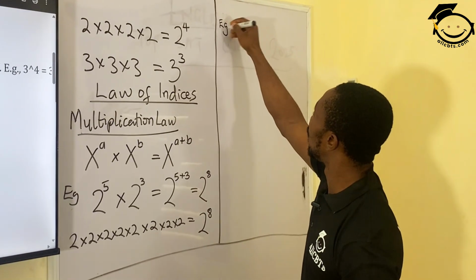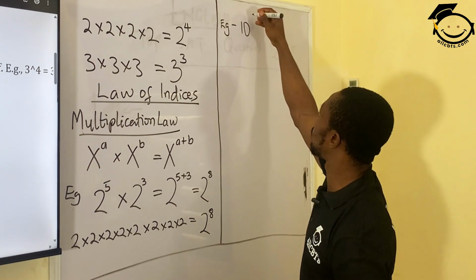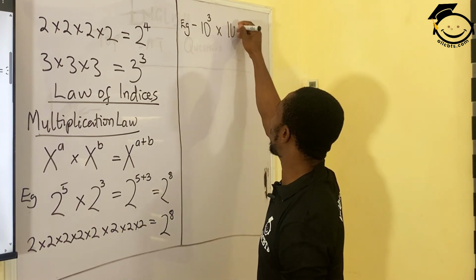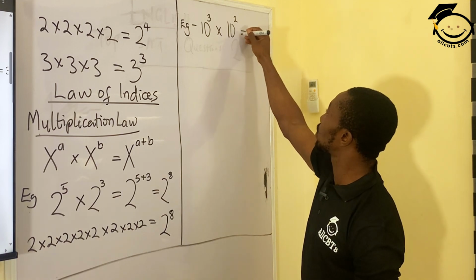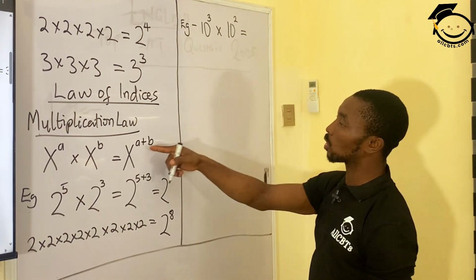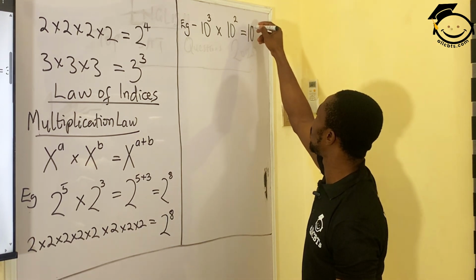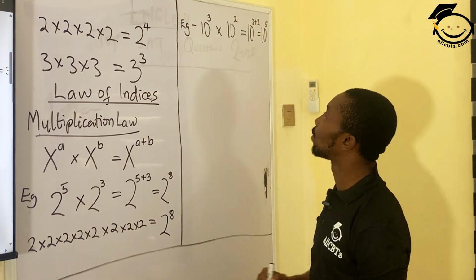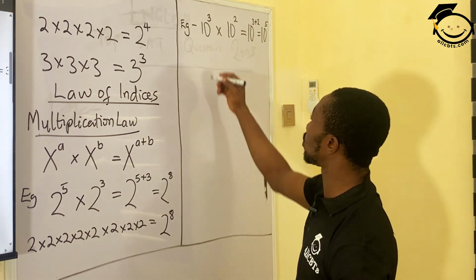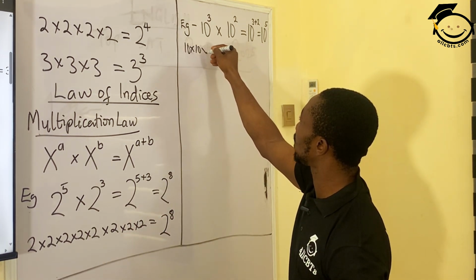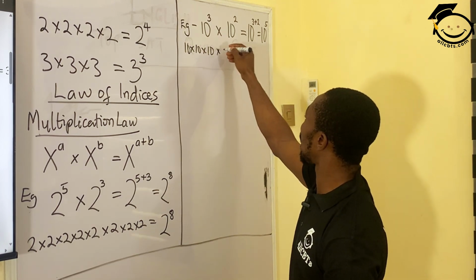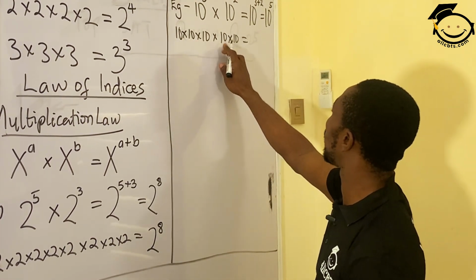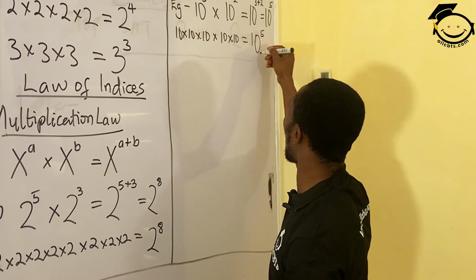Another example, let's look at 10 raised to the power 3 times 10 raised to the power 2. Applying our law of x raised to the power a times x raised to the power b equals x raised to the power a plus b, this becomes 10 raised to the power 3 plus 2, which will give us 10 raised to the power 5. Expanding it, this becomes 10 times 10 times 10, 3 places, times 10 times 10, which when we add all together, we have 1, 2, 3, 4, 5. 10 raised to the power 5.